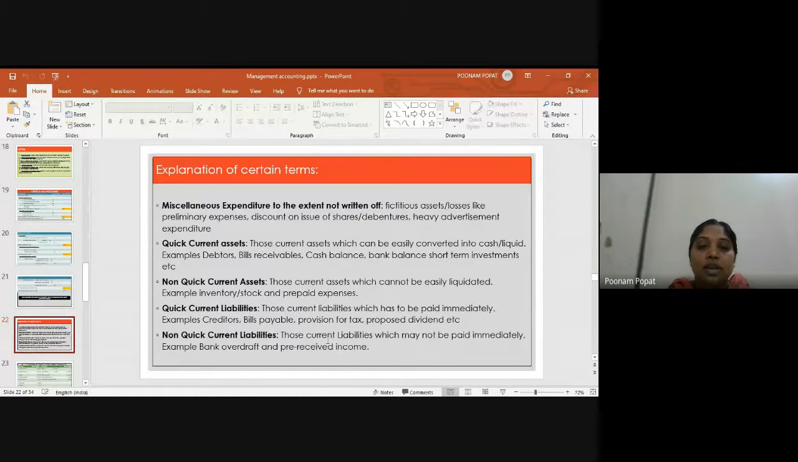Now look at this slide. You can see the details are given, what comes under miscellaneous expenditure, what comes under other heads. You can read this. After this, I can start with a practical example.